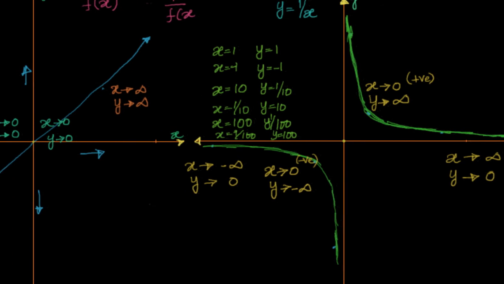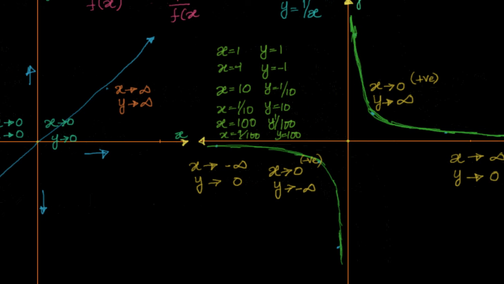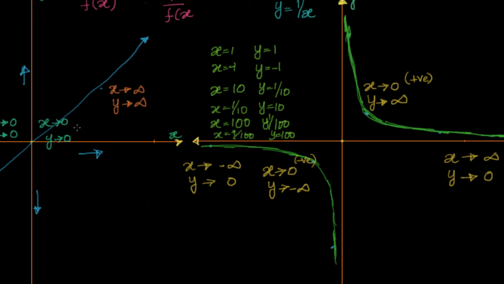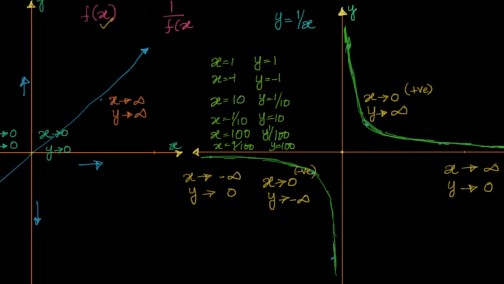Now let us put down all our observations and see what's happening. Let me take one by one. If x is tending to 0, then y is tending to 0. This is with respect to f of x. But with respect to 1 by f of x, if x is tending to 0, y is tending to infinity. Similarly, if x is tending to infinity, y is tending to infinity in f of x, whereas in 1 by f of x, if x is tending to infinity, y is tending to 0. Now what is the meaning of that?